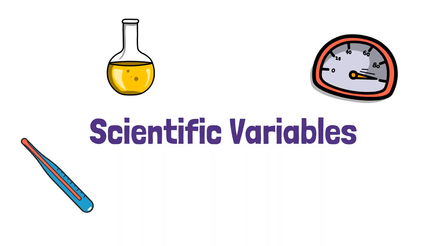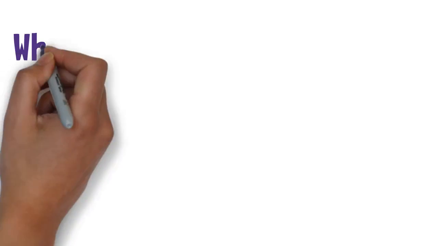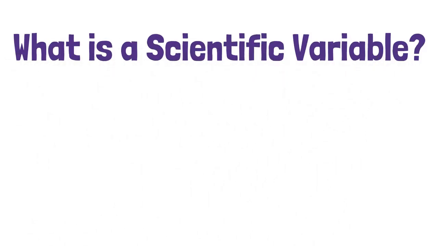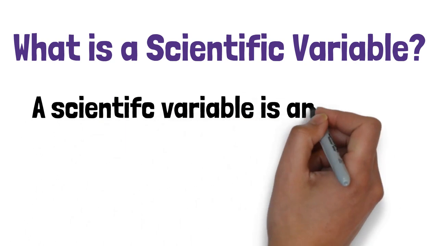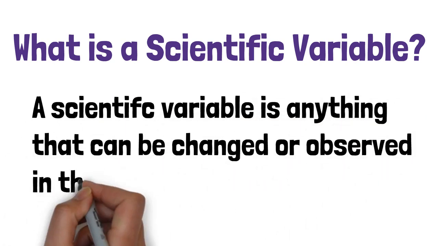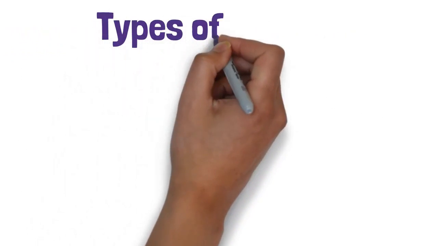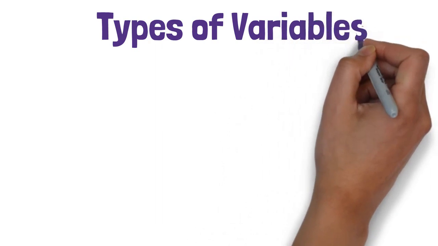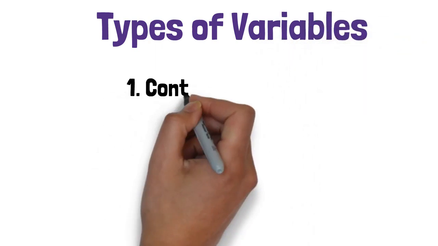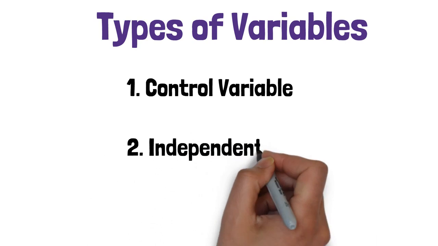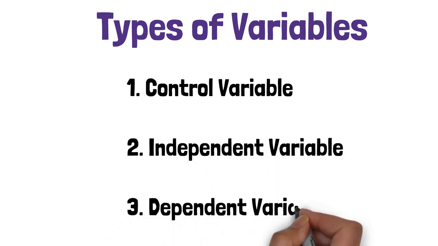Today we're going to learn about scientific variables. You might be wondering, what is a scientific variable? A scientific variable is anything that can be changed or observed in the experiment. A science experiment contains three types of variables: a control variable, an independent variable, and a dependent variable.